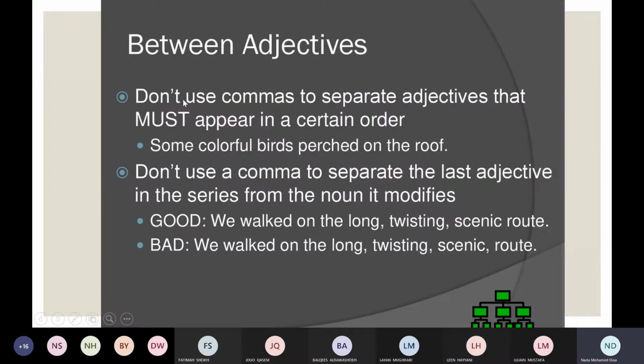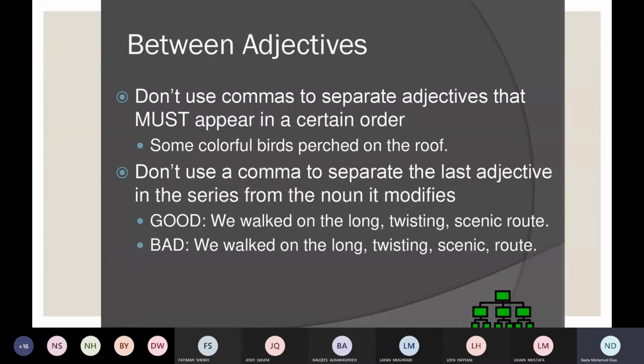Do not use a comma to separate adjectives that must appear in a certain order. Some colorful birds perch on the roof. Can you say colorful some birds, or can you say some colorful birds? Teacher, some is an adjective and colorful is an adjective, and both of them are adjectives for birds. Oh, teacher, I separate them? No, no. Can you say some, colorful bird? No, it will mean something else. So some adjectives, they do not get separated. Do not use a comma to separate the last adjective.